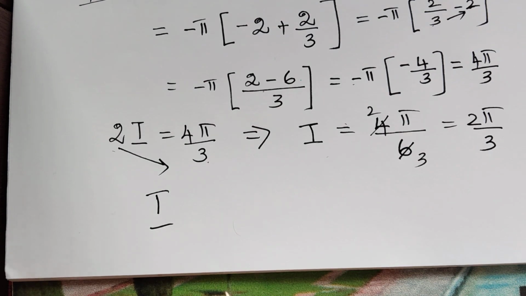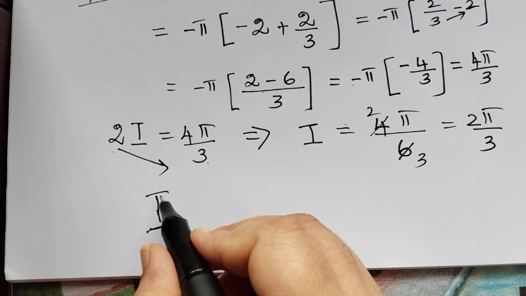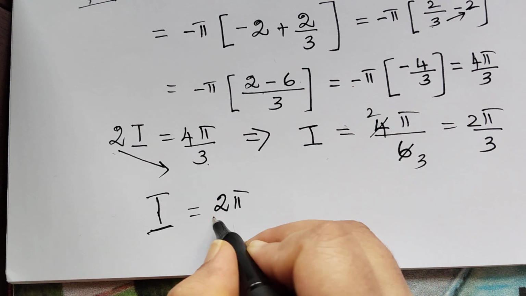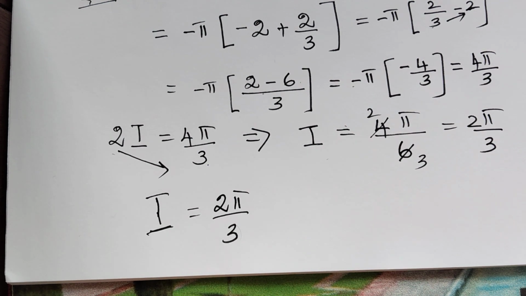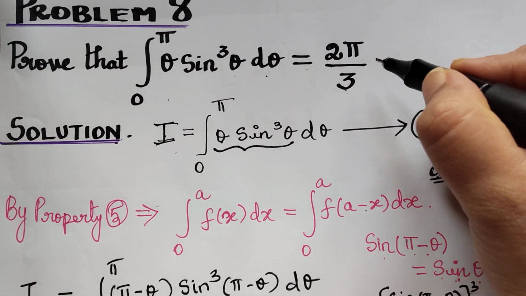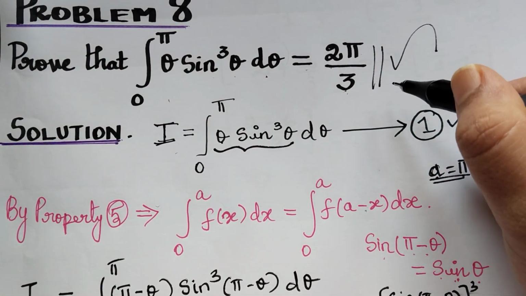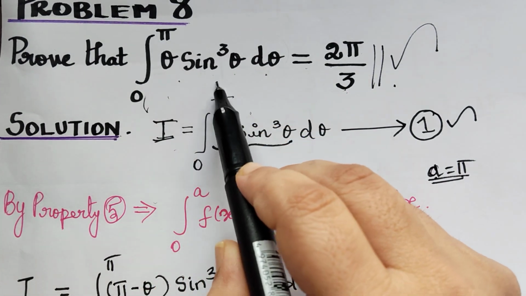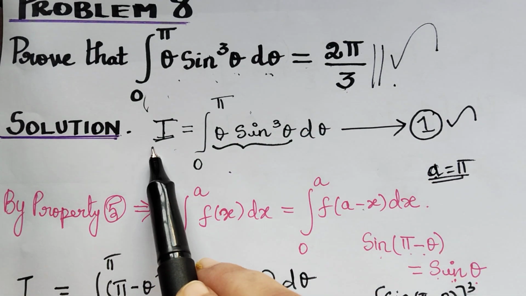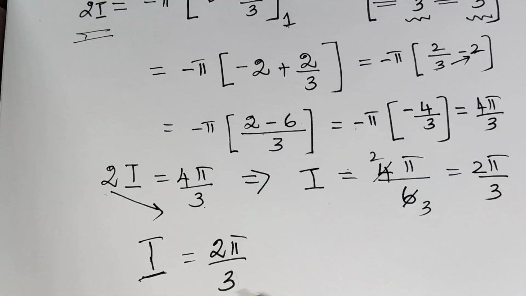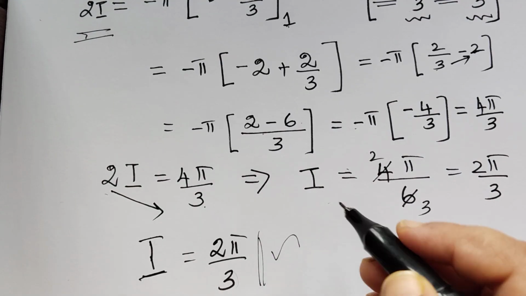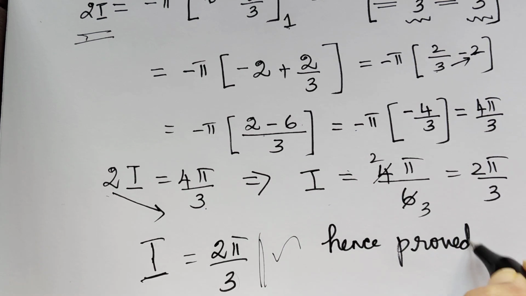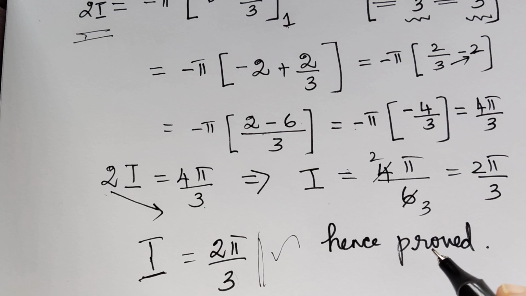What is I actually? It is the given integral that has to be evaluated, that has to be proved. So I is equal to 2 pi by 3, which proves that the given integral is equal to 2 pi by 3. So hence we have proved the required result. Therefore the integral from 0 to pi of theta sine cube theta d theta, which was taken as I, is equal to 2 pi by 3. So hence we are done with the proof. So hence proved. Hope you have understood how to prove this problem.